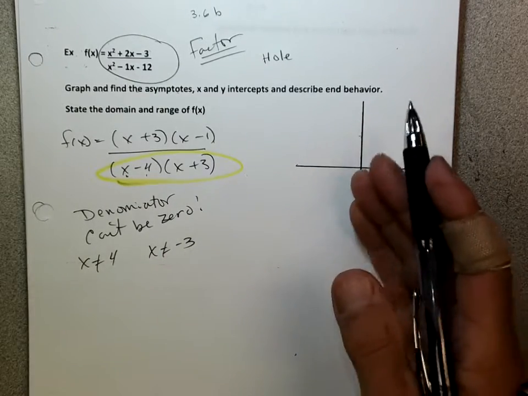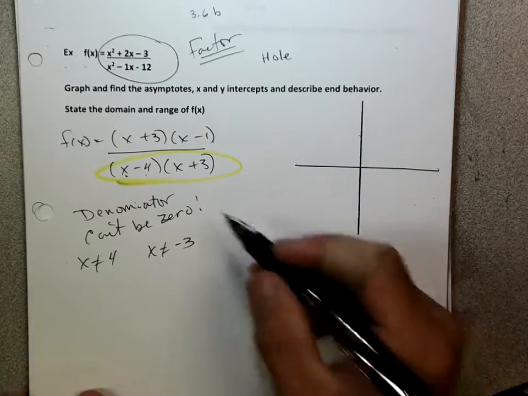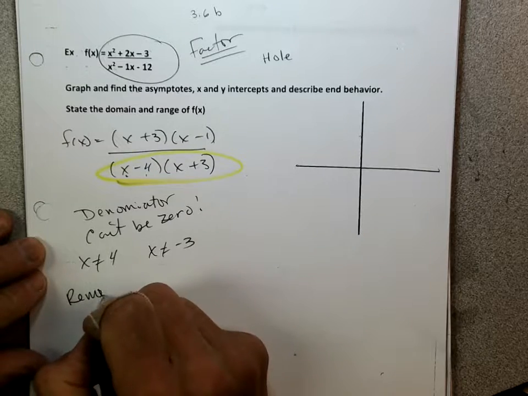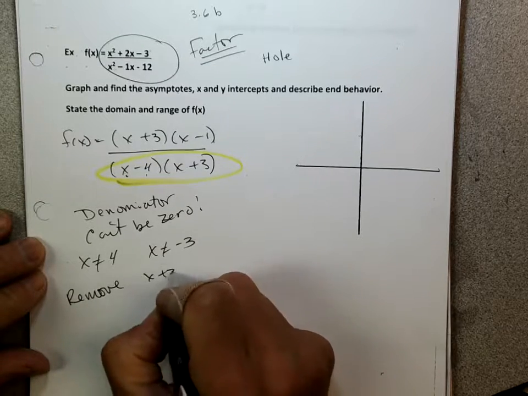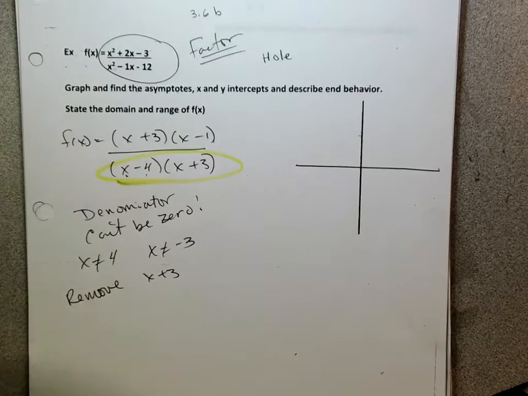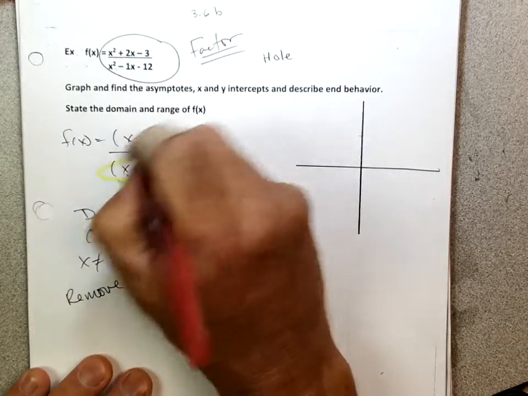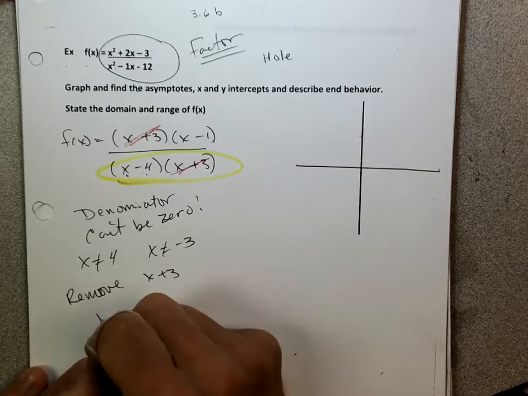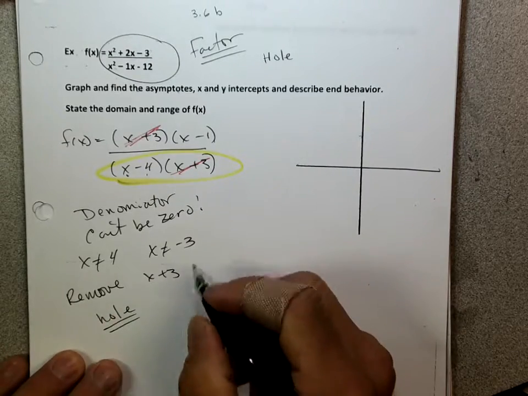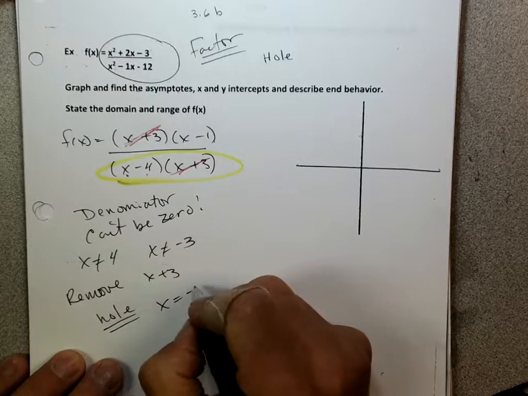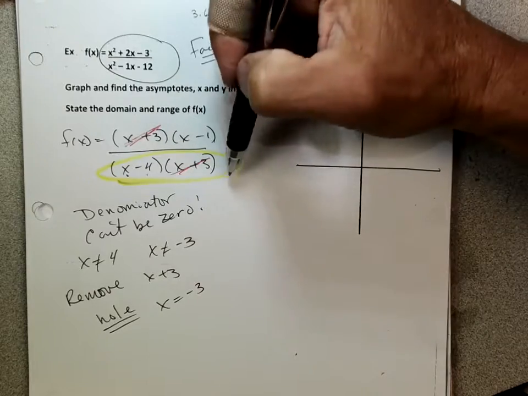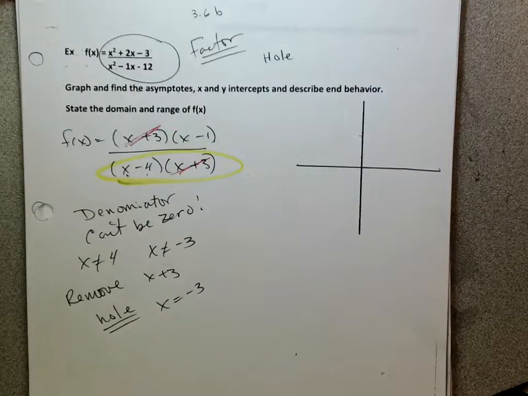So what's going to happen? Well, the x plus 3 is removable. I can remove the x plus 3, so I can cancel. And if I can cancel or remove it, then we're going to have a hole at x equals negative 3. We have a hole because we can remove the x plus 3, and that problem is gone. However, in the original problem, it is there. We can't just cancel it out, so I know for sure I have a hole at x equals negative 3.